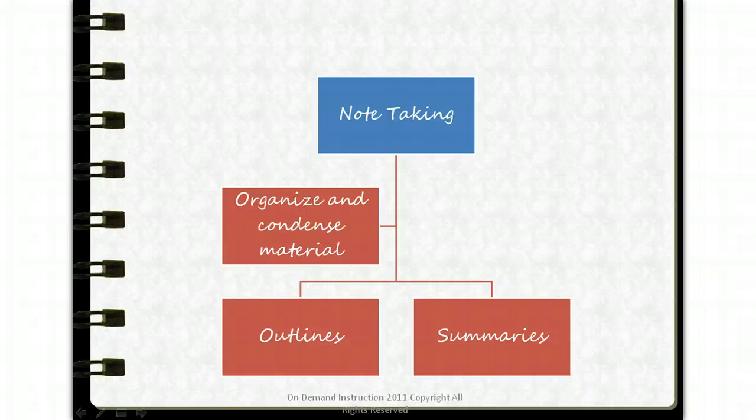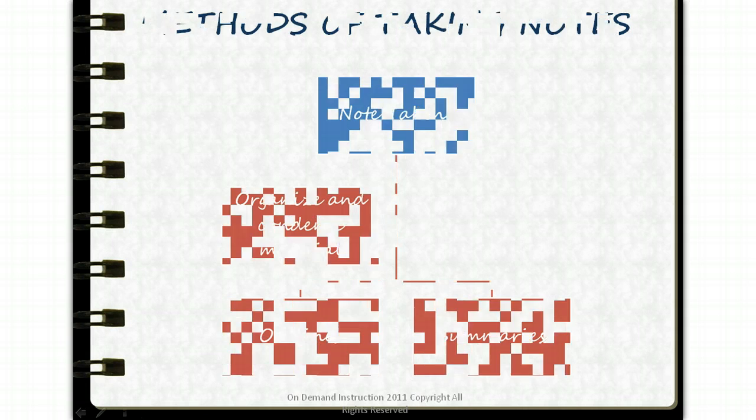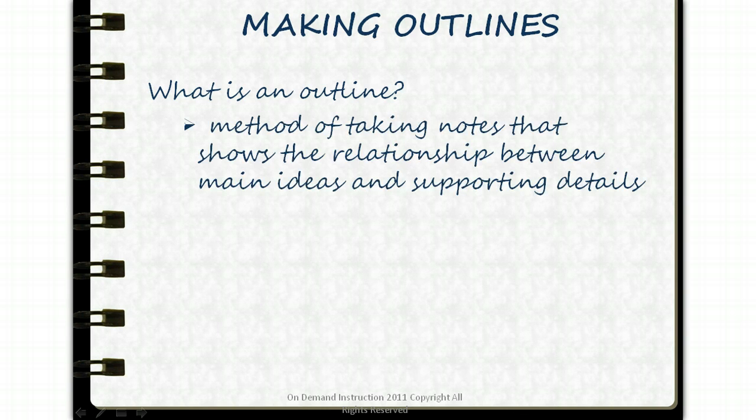So what is note-taking? It is an active way to organize and condense materials that you need to learn. There are two methods of note-taking: outlines and summaries. Let's discuss outlines first. What is an outline? An outline is a method of taking notes that shows the relationship between main ideas and supporting ideas. There are two basic kinds of outlines: modified and formal.